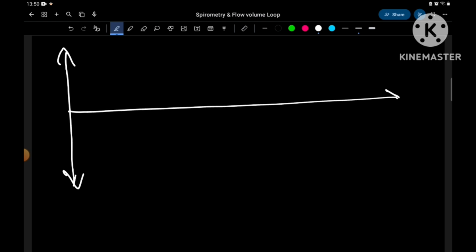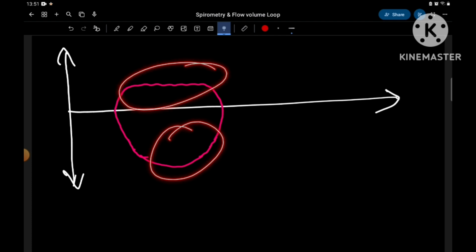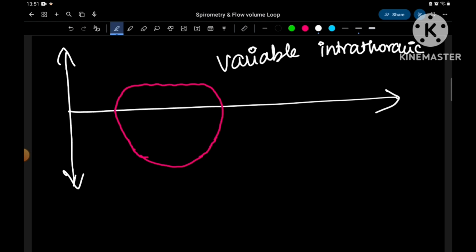See guys, now we are going to draw another loop. What is now flattened, guys? See here, what can you see? The inspiration is normal and the expiration is affected. So what is this? It is variable intrathoracic obstruction. I write it in the same color. Okay, it's variable intrathoracic obstruction.